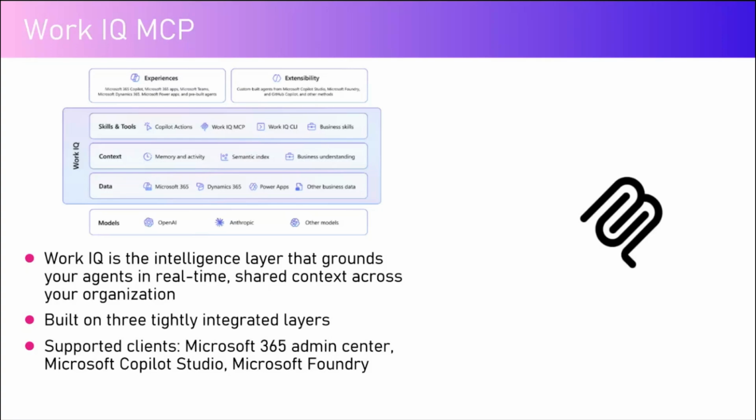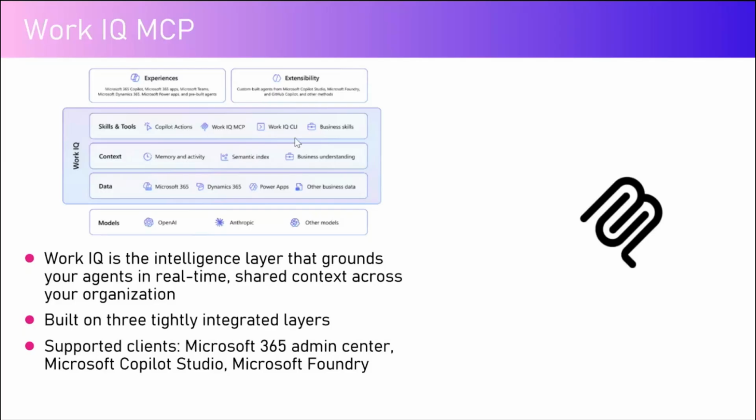In the context level, it builds the understanding of how people and team work, enabling your agent to stay aligned to priorities and remain consistent across tasks, apps, and sessions. And on the skill level, skills and tools brings together all the model skills and tools so agent can reason and take action by using Work IQ MCP tools. The supported clients are M365 Admin Center, Copilot Studio, and Microsoft Foundry.